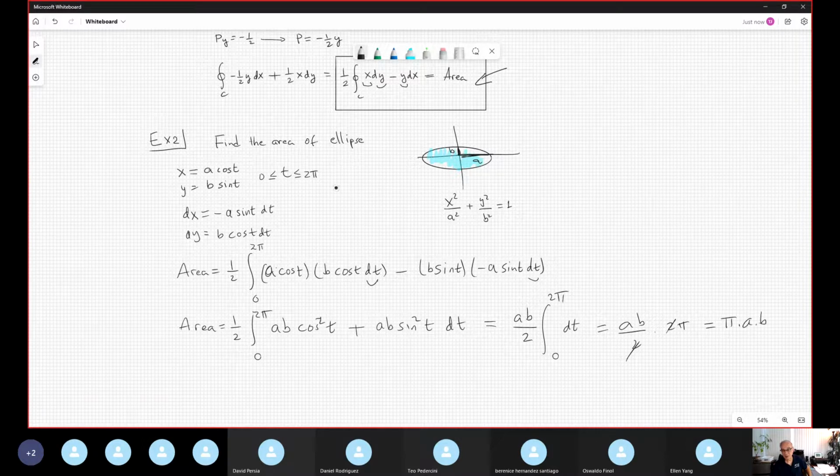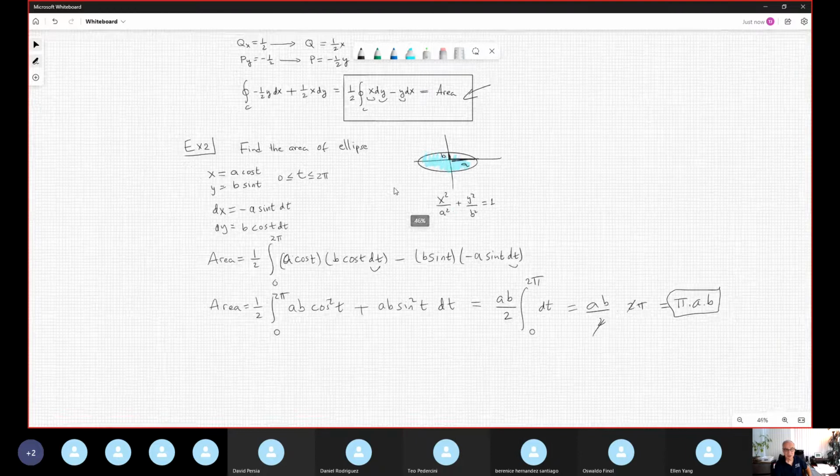This is a trivial example to illustrate the power of the line integral to compute the area inside this figure. Instead of moving inside the figure, you move around the perimeter, and you compute the area. Cool? Any questions?